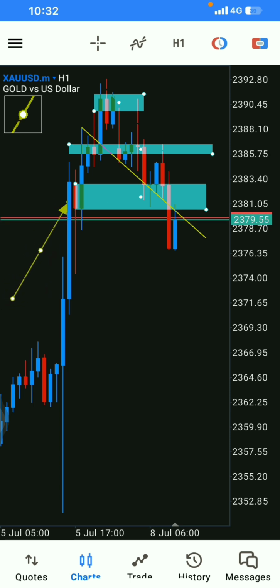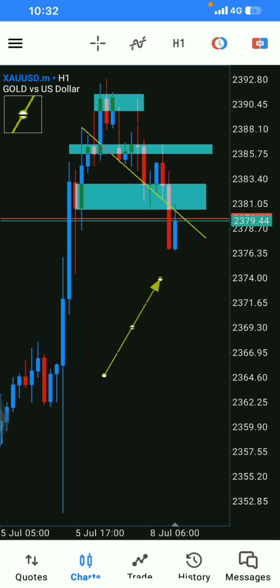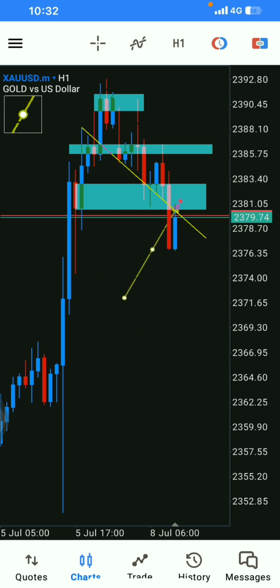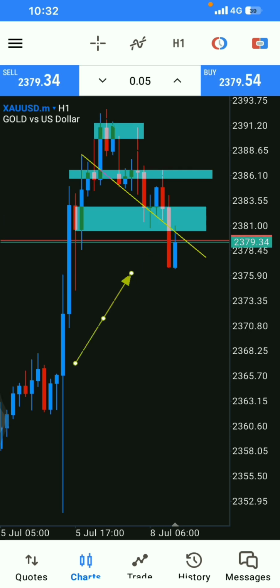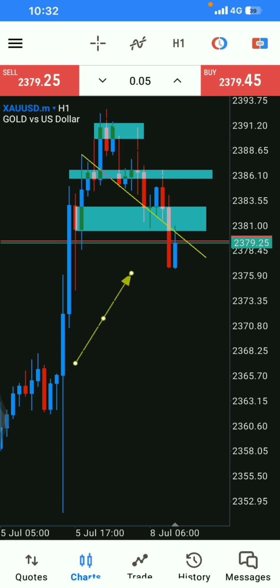Right now we have a support zone that is already broken, and as you can see over there, there is a retest on that trend line. So I'm going to be entering my sales, as you can see over here. I hope we get a massive profit from this. I'm going to be entering my sales right now.